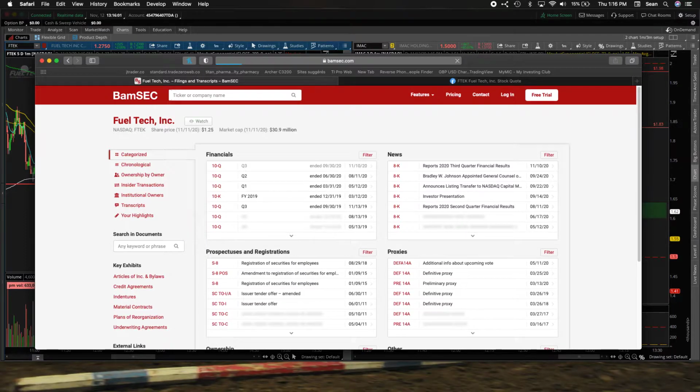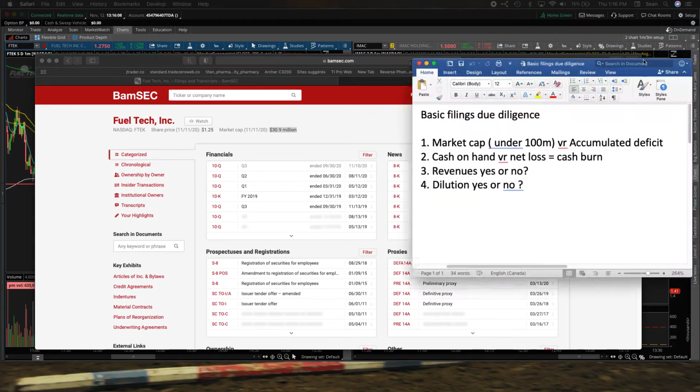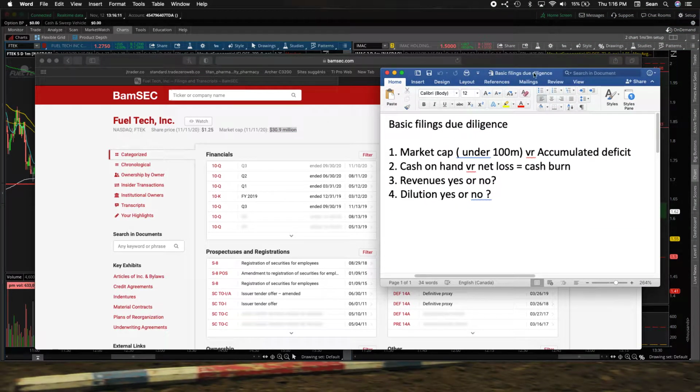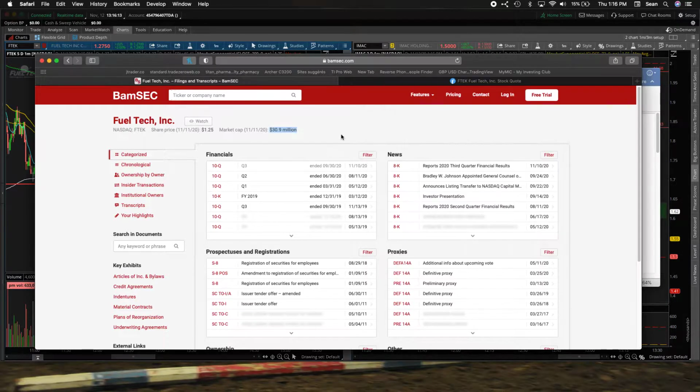FTech. All right, so we have a 30 million market cap. And what did I say? Okay, this is my pillars here. I'm going to look at the market cap versus the cumulative deficit. All right, let's go take a look.